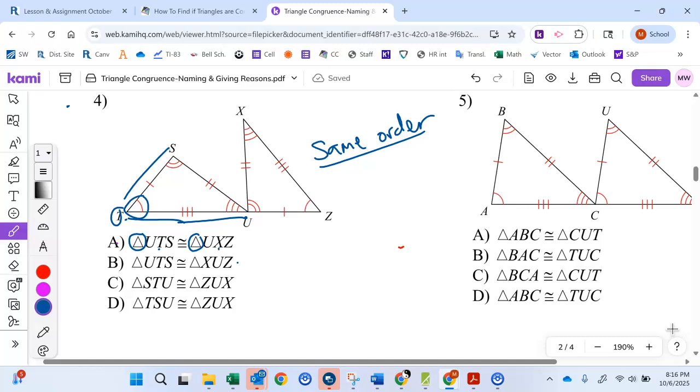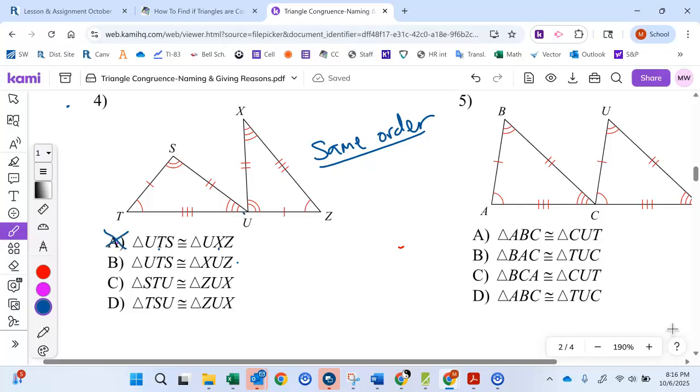Is that the same as UXZ? Is that the same as that? These two? No, they're not the same. So A's out. Let me go backwards on this one. So A is out. Okay, well then how about UTS?